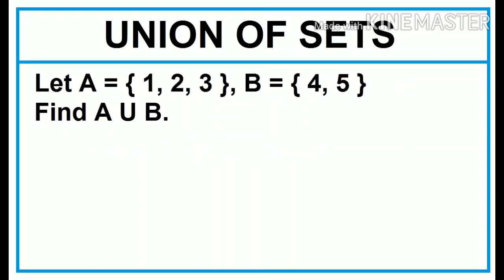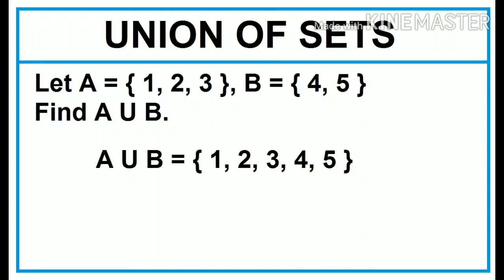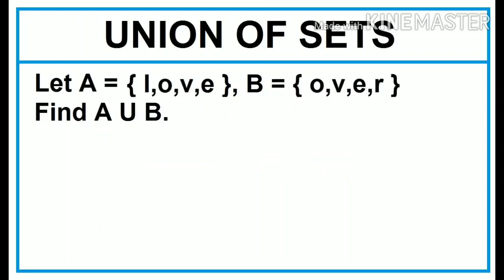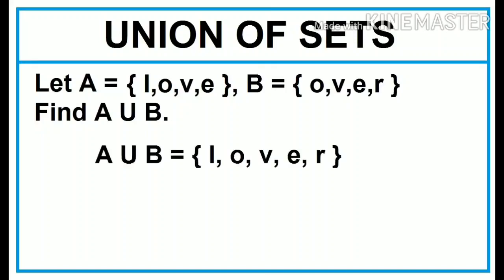Let's take one more example. Let A is equal to {1, 2, 3} and B is equal to {4, 5}. Here A union B is equal to {1, 2, 3, 4, 5}. One more example. Let's take A is equal to LOVE and B is equal to OVER. Then A union B is equal to LOVER. You have to write the common elements one time only.